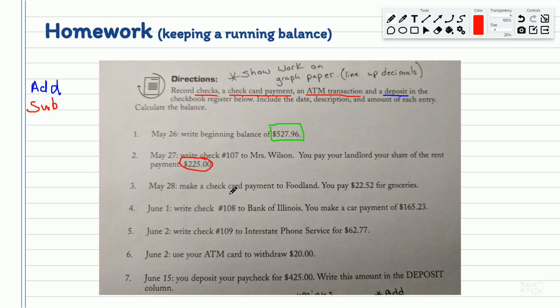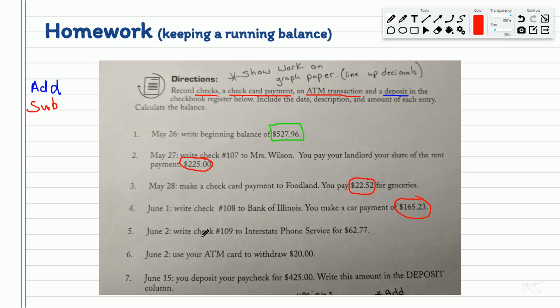After that, we need to make a check card payment. So we're using a credit card to make a payment to Foodland to pay for our groceries. So we are paying $22.52, which means we are subtracting that money from our account. After that, we write a check to the Bank of Illinois for our car payment. So again, we are taking money out of our account to pay for our car, which is $165.23.